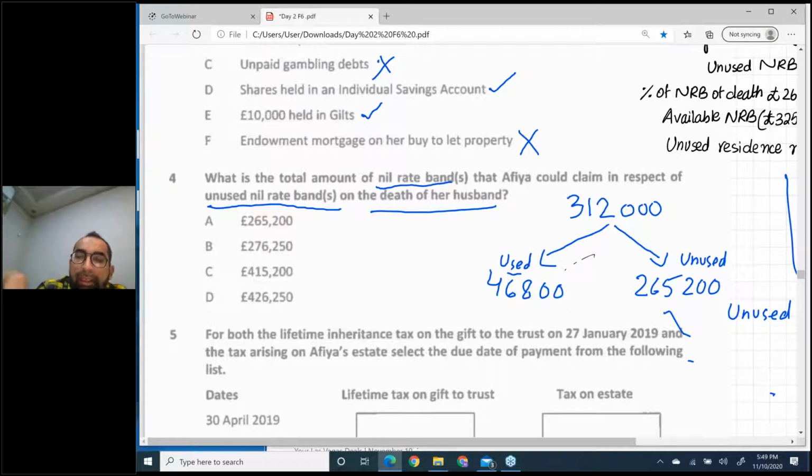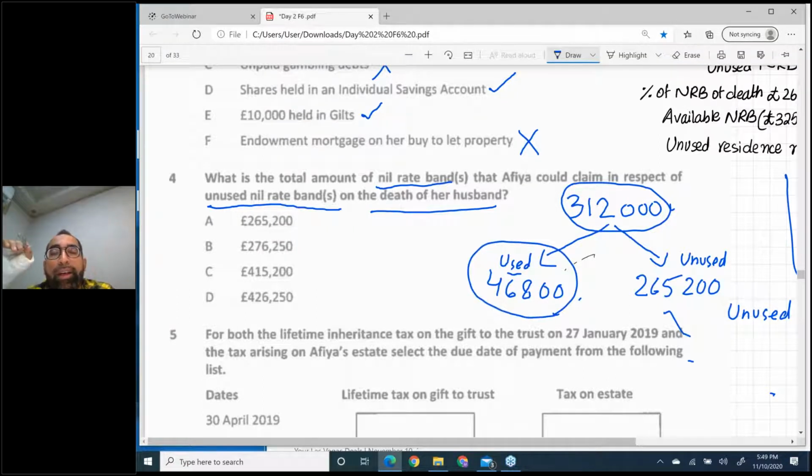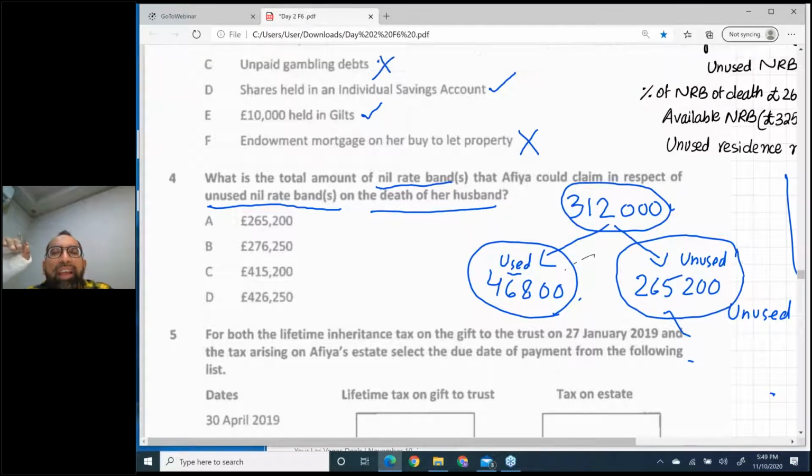Let's do it. When the husband died in 2008, the total NRB at that time was 312,000. The husband used only 46,800. Use your calculator. So at that time the unused amount was 265,200.